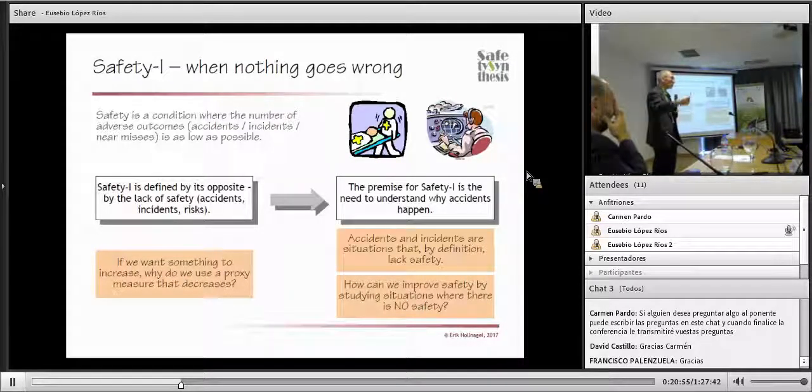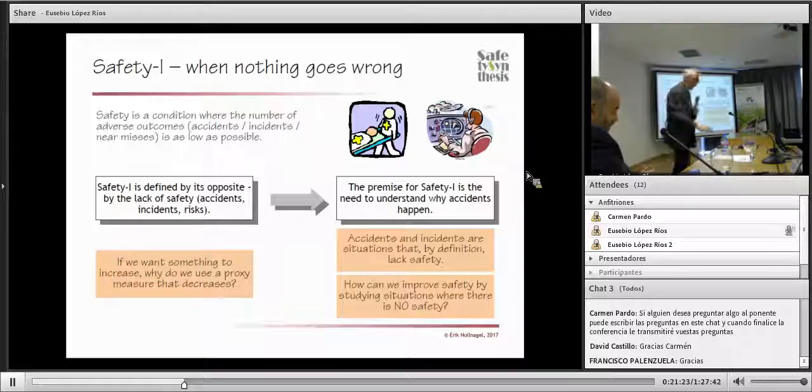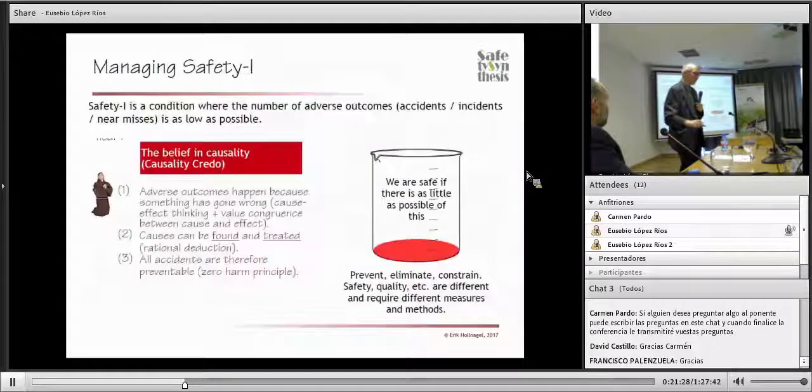If you go to biology, if you go to astronomy, if you go to chemistry, if you go to physics, if you go to economics, they only study the things that are there. But in safety, you say, no, we study the things in situations where we say it's not there. So how can we learn something about safety when we study situations when we say there's no safety? It's very strange. And this, of course, is what Safety 2 and resilient engineering is all about.